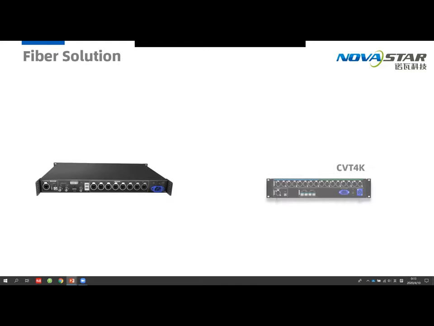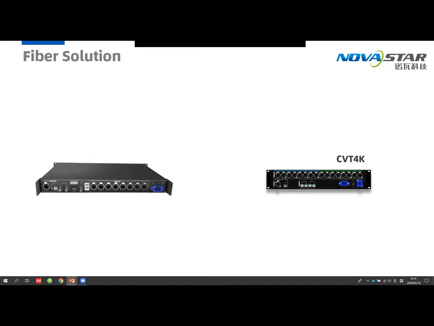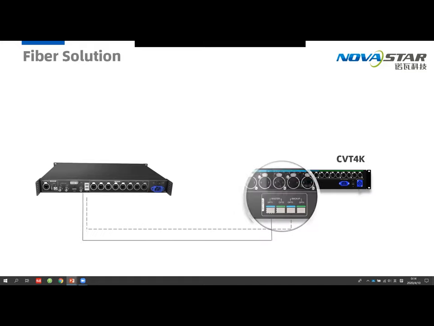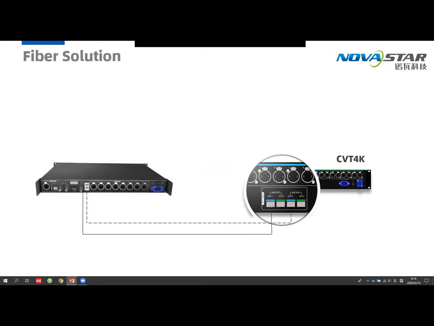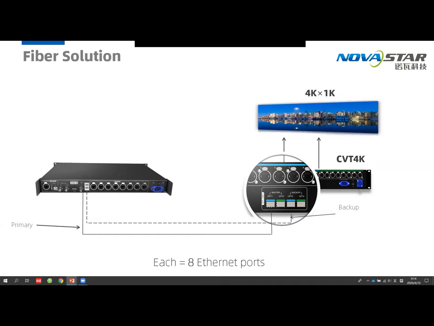We can also use the CVT 4K converter with the M-Control R5. The M-Control R5 has 8 Ethernet outputs, which means just one fiber output can handle all those Ethernet outputs to drive a 4K by 1K screen. This is the same structure as the M-Control 4K. So if we have another screen with the same connection and same resolution, we can use the 8 Ethernet ports from the controller to drive another screen to show the same content.